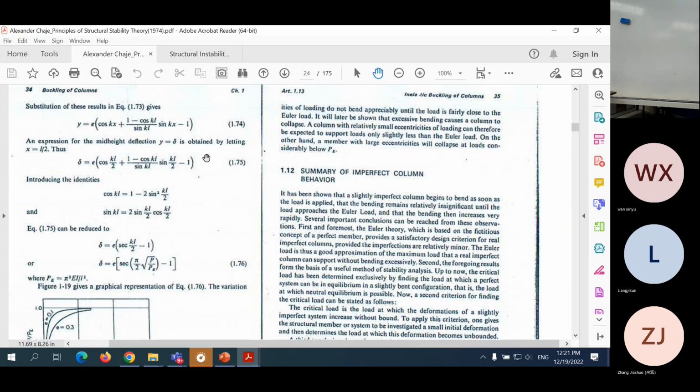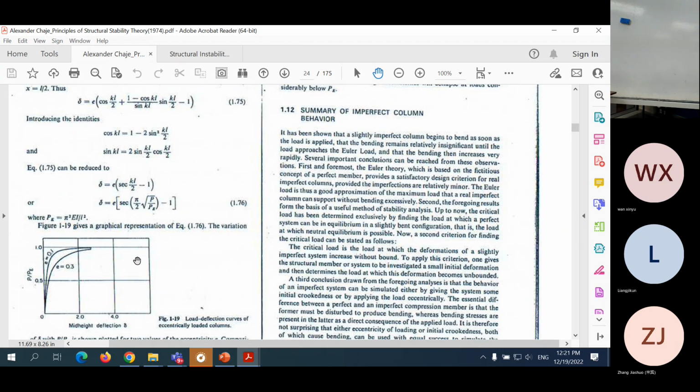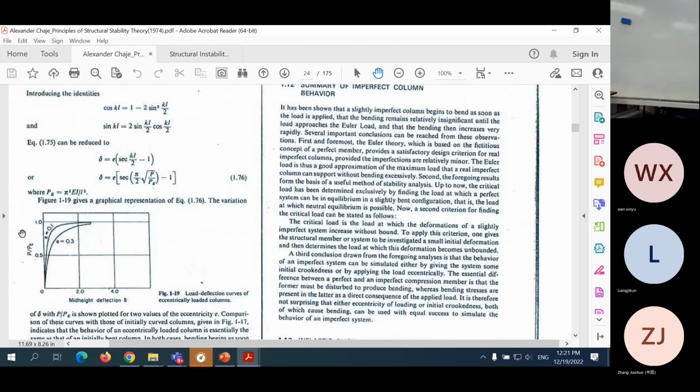Why do we want to rewrite in this form? Because we want this thing to appear here: P over P Euler, where P Euler is pi squared EI over L squared. So based on this, we plot the diagram that I shared with you in the first part of the lectures, this diagram.